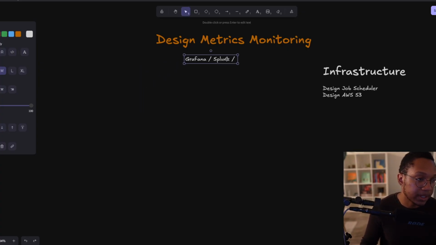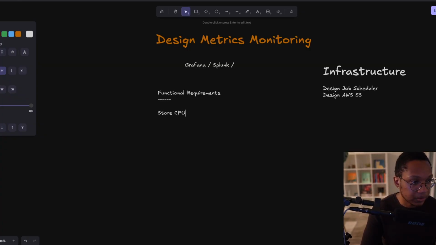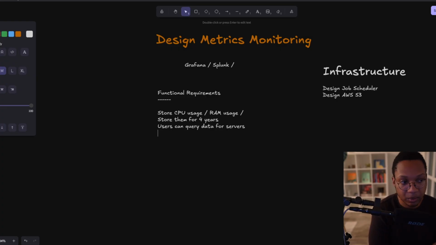The idea behind this one is that we want to build this essentially. So let's go over the requirements, the functional requirements. We're going to store things like CPU usage, RAM usage, and I don't know what else. Let's store them for 4 years, and users can also query data for servers. So let's say they want to know what the CPU usage was 2 weeks ago. Well, you can tell them that, right? We want to keep track of all of those things. And let's see here, I think that might be it.